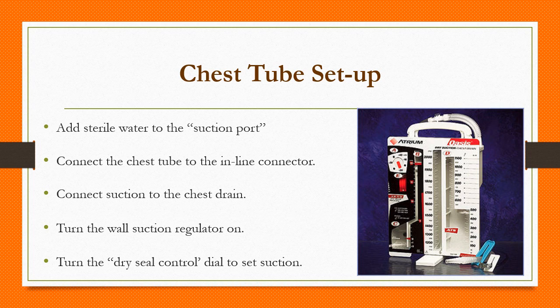Next, connect the patient's chest tube to the inline connector. If the physician has ordered suction, connect the suction port to the wall suction regulator using a 12-foot extension tubing. The wall-mounted suction regulator must be set on continuous suction with needle placement at -80. Set the suction amount by turning the dry seal suction dial, which is located on the left edge of the collection container, to the amount of suction that's ordered by the physician.